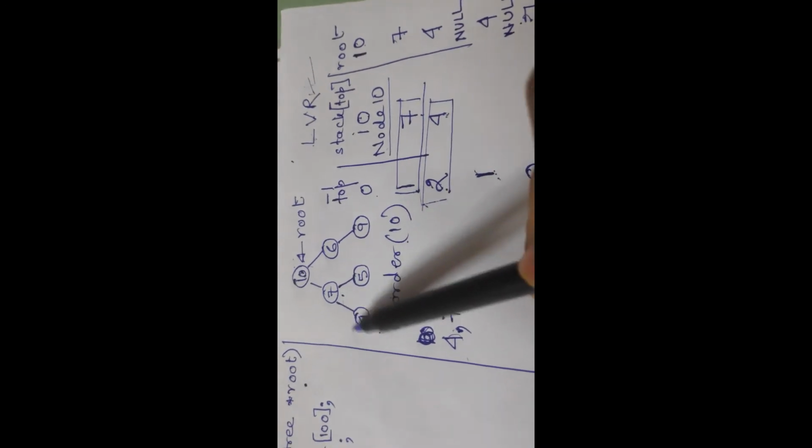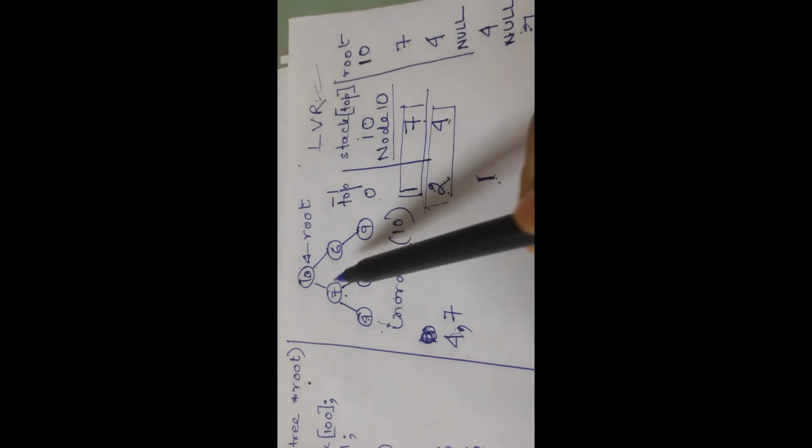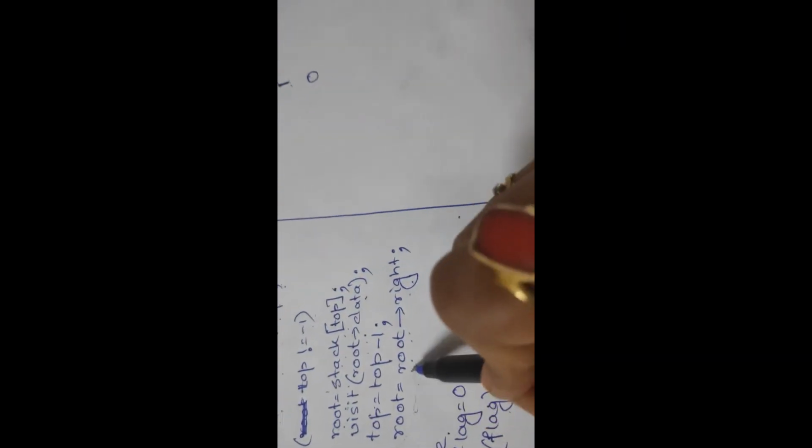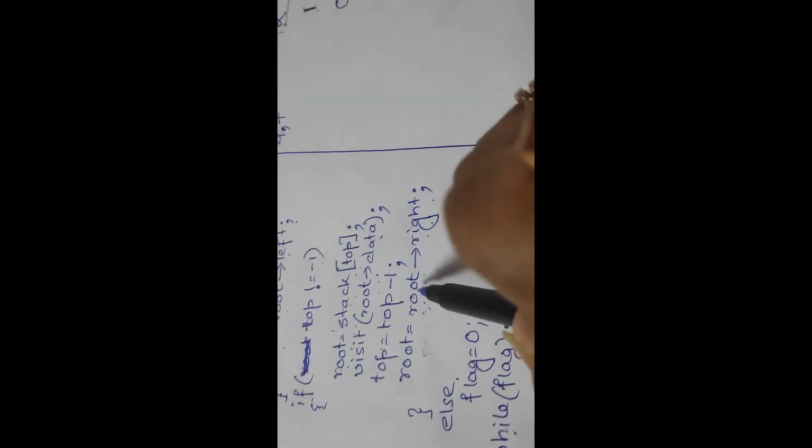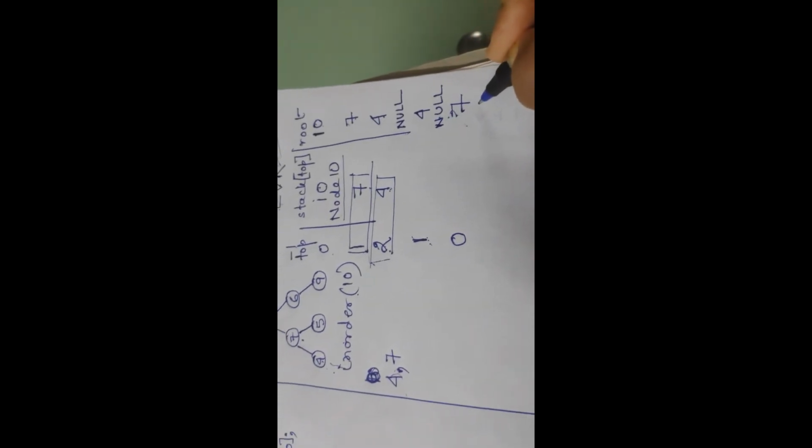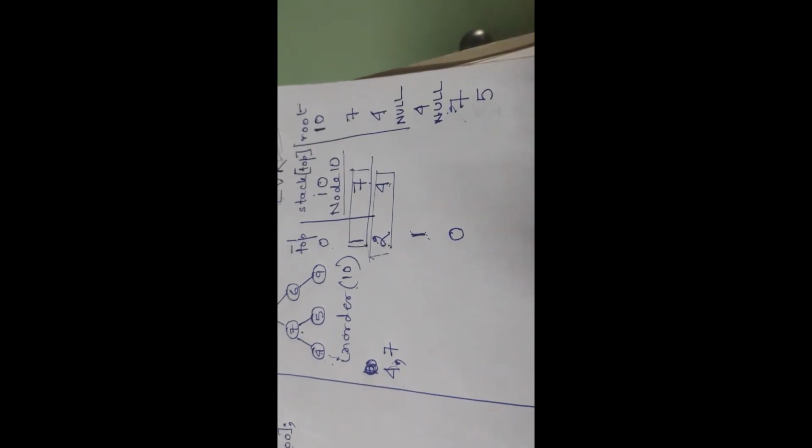Right? Root is equals to root right. Again, if you look at the tree, we have traversed the left side of 7. We have visited 7. We have already printed it. Now we have to move to the right. So root is equals to root right. Now what is there on the right hand side of 7? Right hand side of 7 has 5. So when we assign root right to root, that means the current value of root becomes 5.